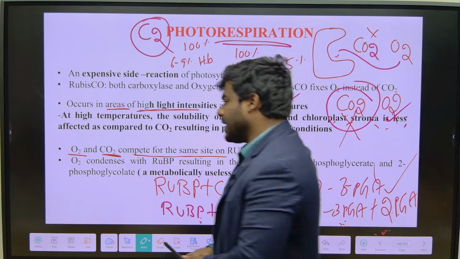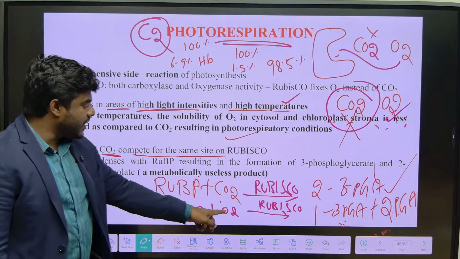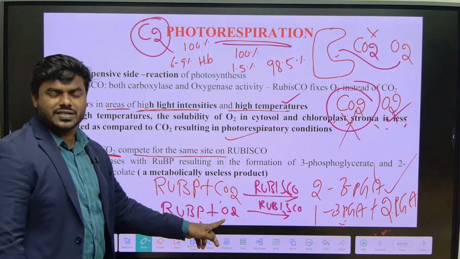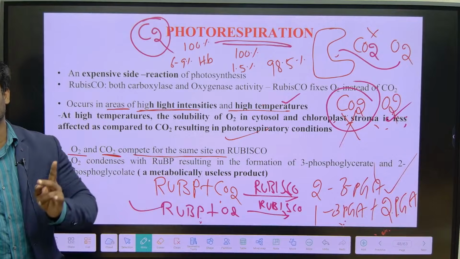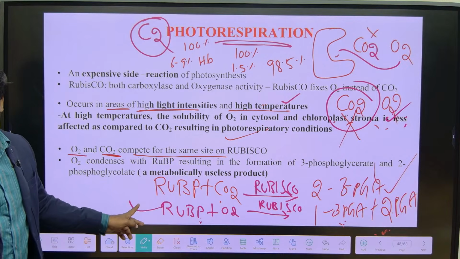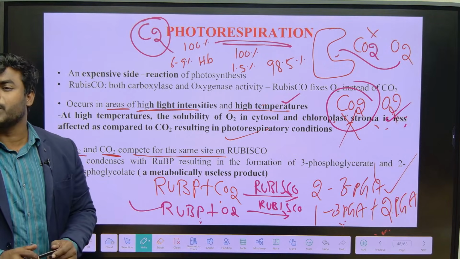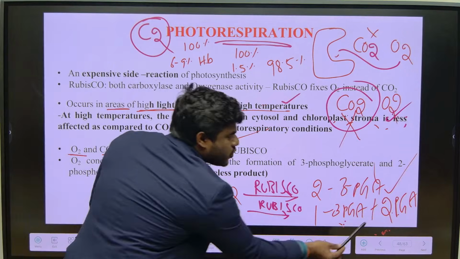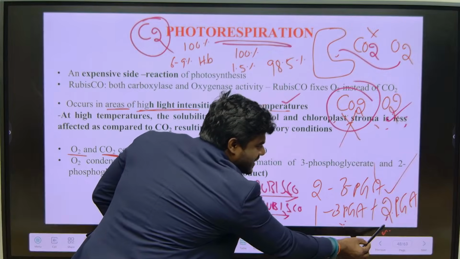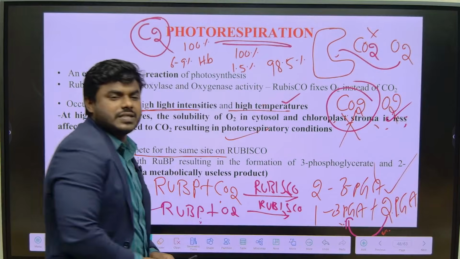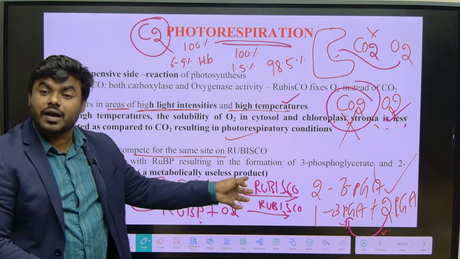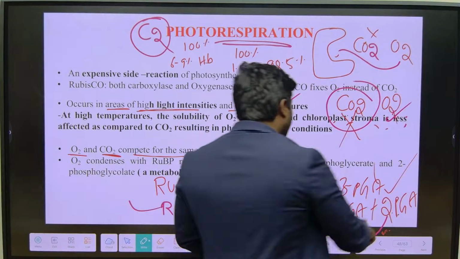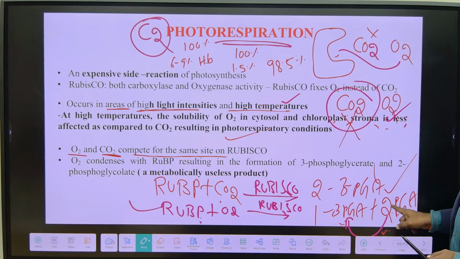Now tell me, when Rubisco fixed the oxygen, will the Calvin cycle continue or not? No, it cannot continue. Hence the plant cannot produce glucose. Then what does the plant have to do now? It has to convert this 2PGA back to 3PGA. Then only the cycle will continue. Correct? So how will this happen? How will the plant convert 2PGA to 3PGA?